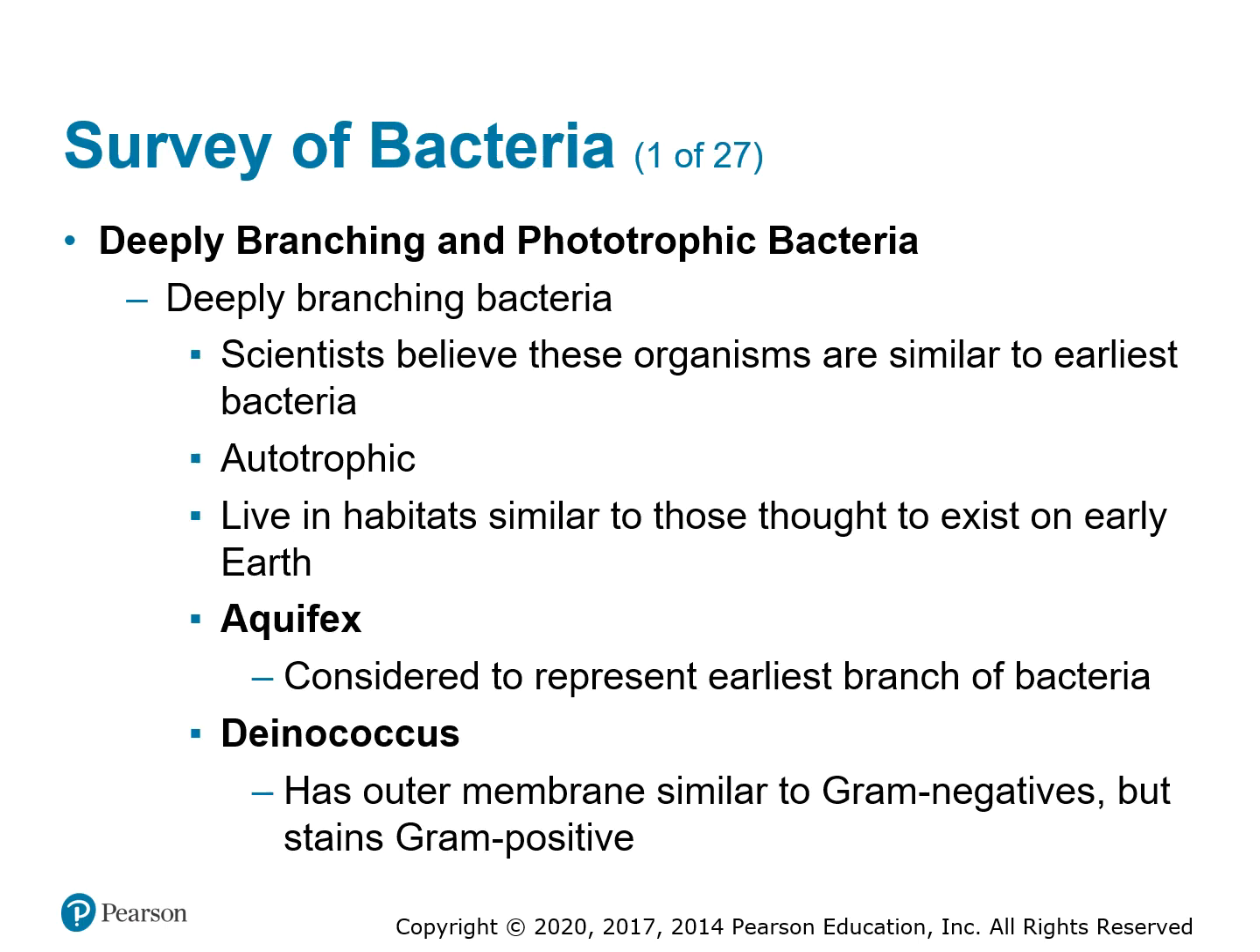Deeply branching and phototropic bacteria. Scientists believe the deeply branching bacteria are similar to our earliest bacteria. They are autotrophs, meaning that they make their own food from the sun, and they live in habitats similar to those thought to exist on early Earth. Aquifex is one that we talk about. It's considered to be the earliest branch of bacteria. Deinococcus has an outer membrane that's similar to gram negatives, but actually stains gram positive.